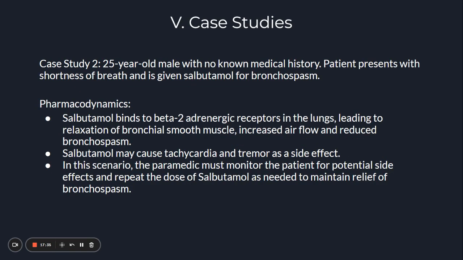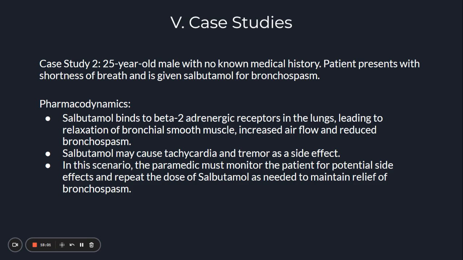So in line with pharmacodynamics, salbutamol binds to what we call a beta-2 adrenergic receptor. It binds to these receptors in the lungs, which leads to relaxation of the bronchial smooth muscle, which then increases airflow and reduces bronchospasm, which is exactly what we want it to do. For instance, somebody who is having an asthma attack.